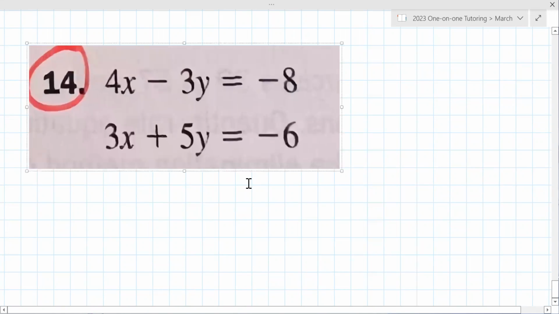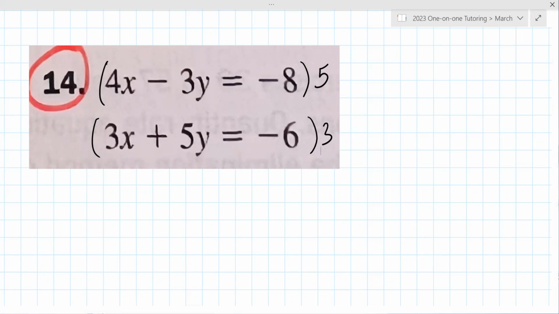All right, so number 14 here. What I'm drawn to is that the y terms are opposite in sign. That's really key. And so what I'm going to multiply each equation by is the other number. So I'm going to multiply the first equation by this 5 and the second equation by 3. Now you might say, well, why not -3? It's because I want to keep them opposite in sign.